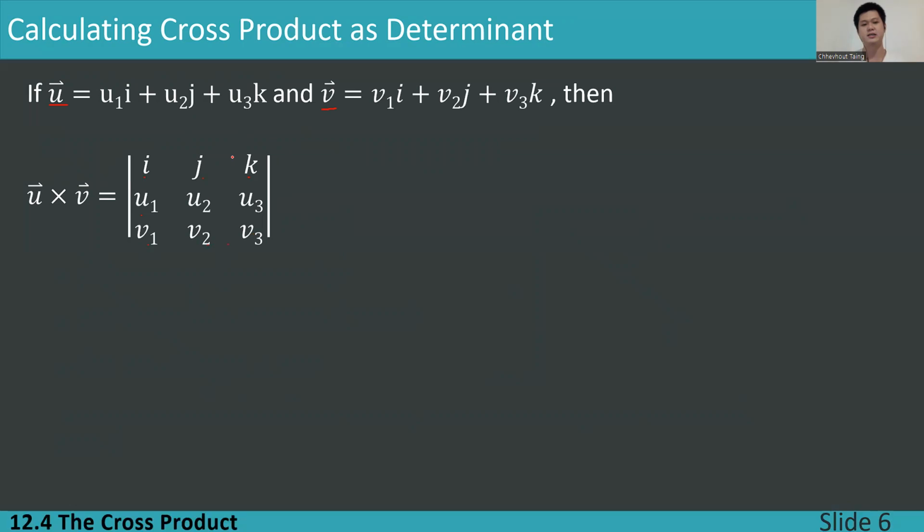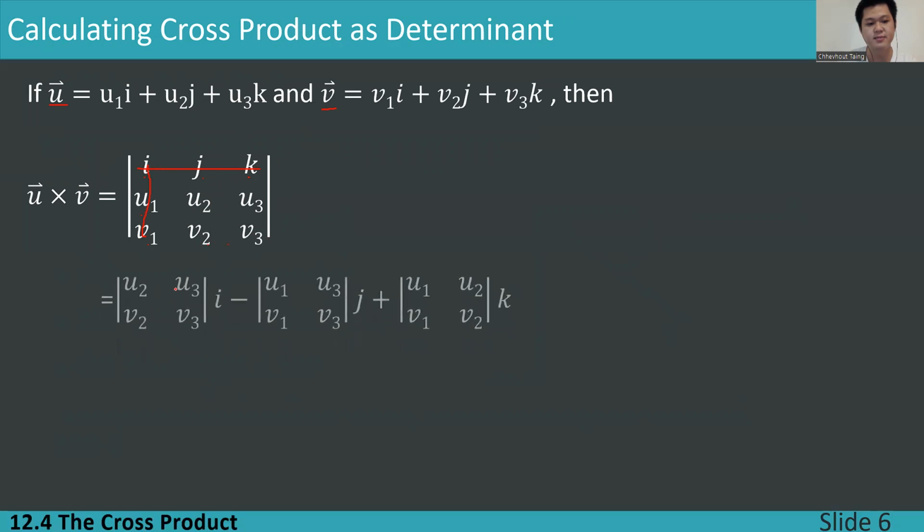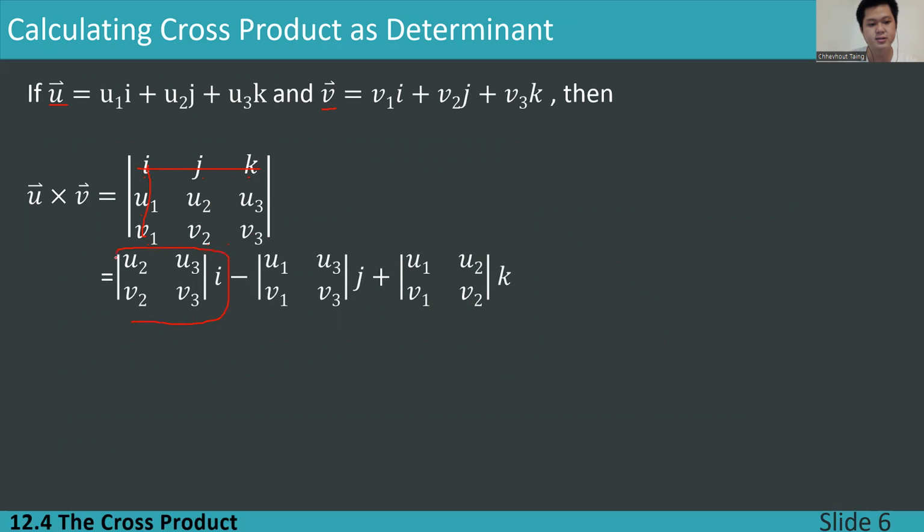What to do next? You have to convert this to 2x2 determinants. The way to do it is to cross out the first row and the first column to be left with 4 elements. You use these 4 elements to create a 2x2 determinant right here. Then a minus sign, and you do the same with j. You cross out the first row and second column, and you'll be left with 4 elements, u1, u3, v1, v3. This can create a 2x2 determinant.